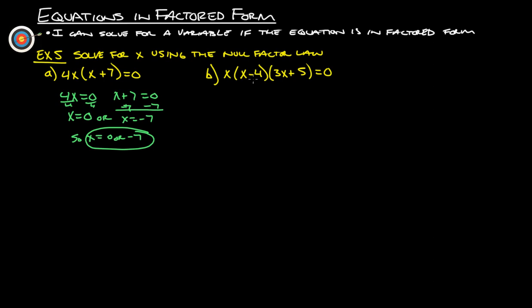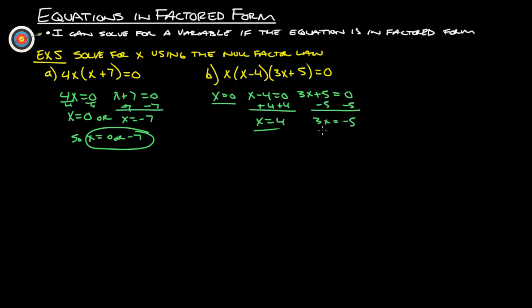On this one, we actually have 3 different ways to get this to equal 0. That's when x equals 0, when x minus 4 equals 0, and when 3x plus 5 equals 0. So x equals 0, nothing to do with that one. On this one, add 4 to both sides, and we get x equals 4. Then for this one, subtract 5 from both sides.